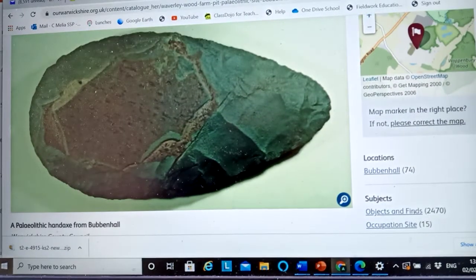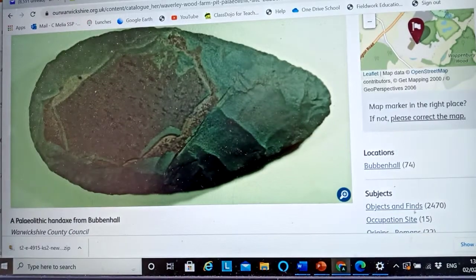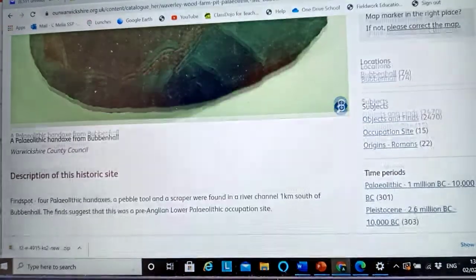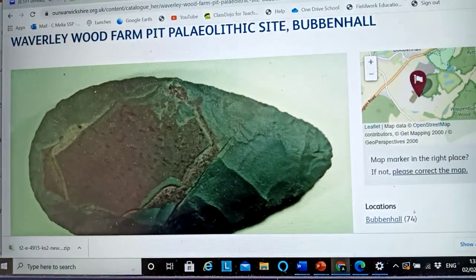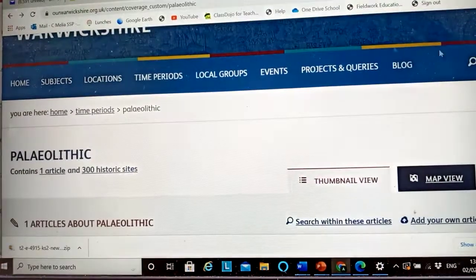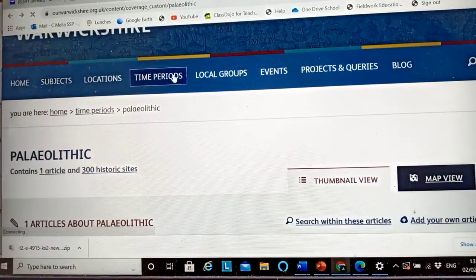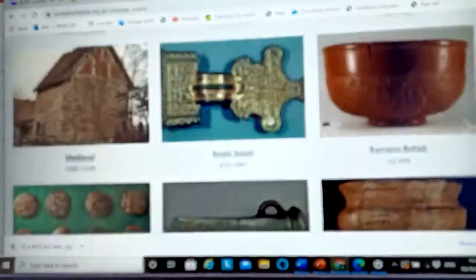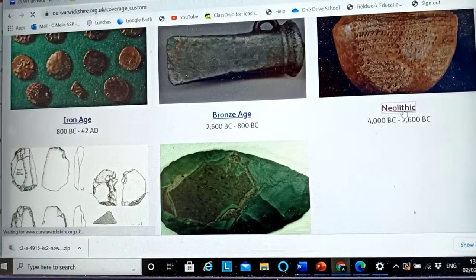And a prehistoric Paleolithic person found it, said, oh, that would make a great axe because it's hard, and then turned it into an axe head. But that's a bit strange that it's not made from local stone. Okay. So that's something from the Paleolithic. Let's have a look at something from the Neolithic now. So if you go back to the main site, go to time periods, and then pick Neolithic, which is here.